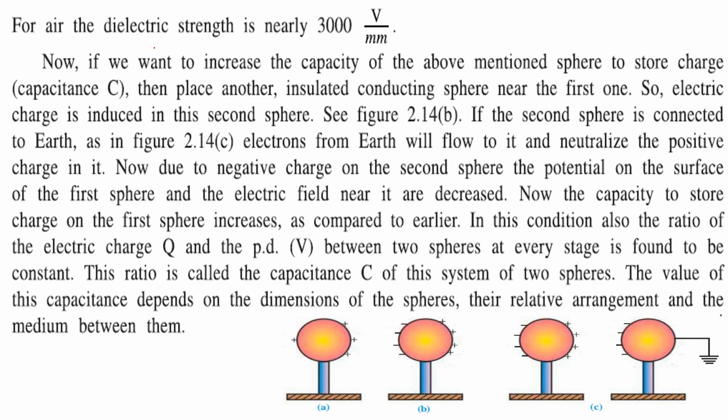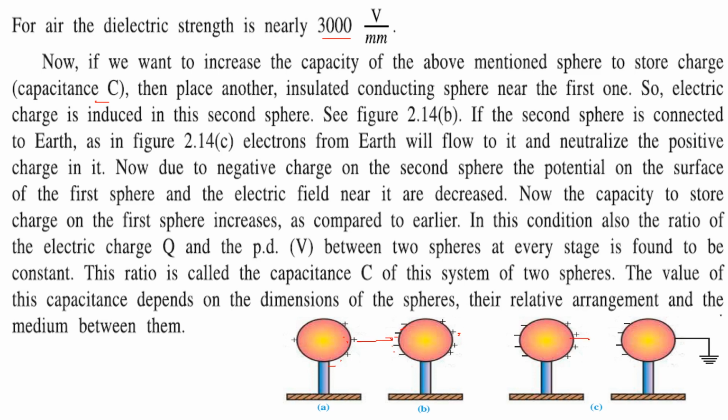For air, this dielectric strength is around 3000. Now, if we want to increase the capacity of this sphere to store charge, that is the capacitance C, then place another conducting sphere near the first one. Electric charge will be induced in the second sphere. If this sphere has plus charge, the negative charge will be attracted here and the positive charge will be deposited on the far side.